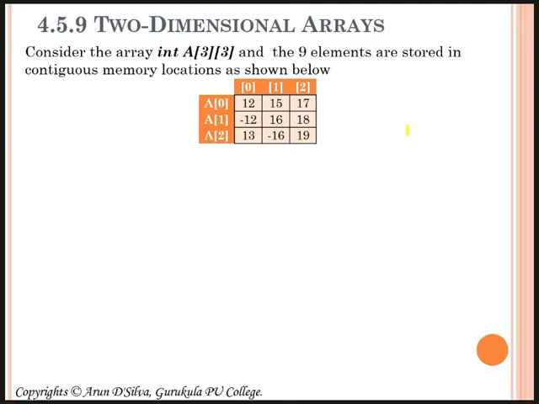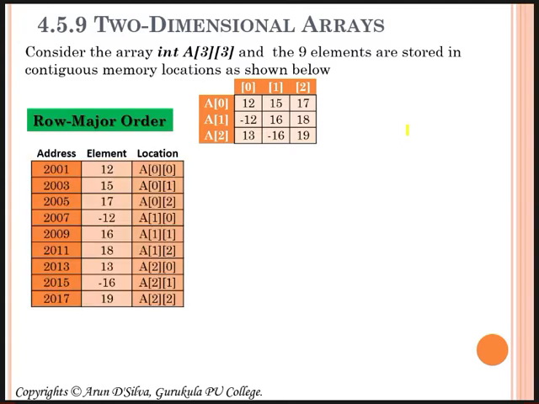If we go by row major order, how are the elements stored? See here in this table. The starting address is 201, the first element is 12, then the next element in the same row is 15, then 17. After that row terminates, it goes to the next row: minus 12, then 16, then 18. This is the second row. Then after completing the second row, you move to the third row: 13, minus 16, 19. This is the way elements are represented in memory.